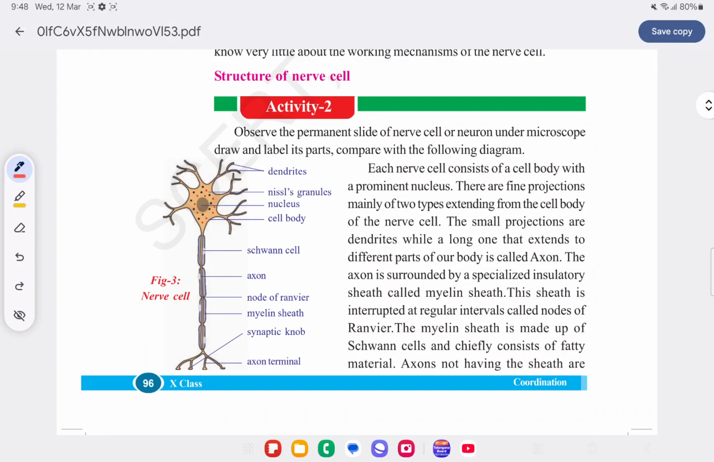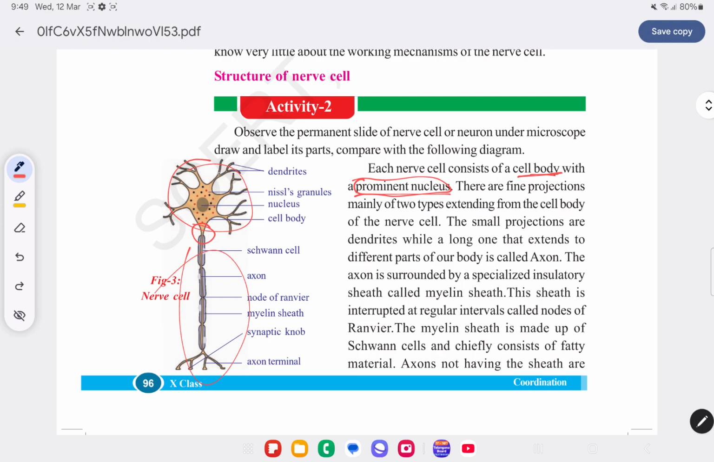Structure of nerve cells. Basically, a nerve cell consists of three parts: cell body, neck, and the axon. Now, each nerve cell consists of a cell body with prominent features. So first we'll discuss the cell body. In the cell body, what will be available? Nucleus. And there are fine projections, mainly of two types, extending from the cell body.